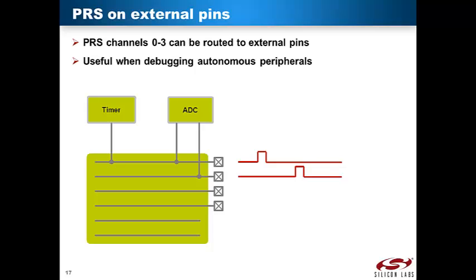This example shows two PRS channels configured. The first channel is used by the timer to trigger the A to D converter, and the second channel is used by the A to D converter to signal when the conversion is done. By routing the output of these two channels to external pins, you can connect a measurement instrument and measure the delay from a sample is triggered to a sample is done.